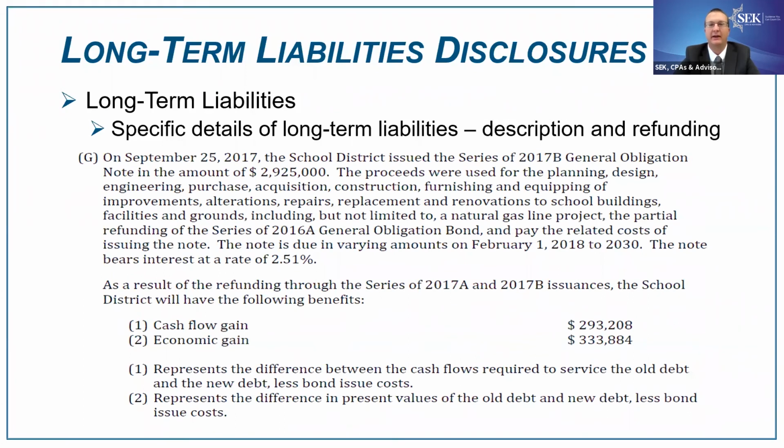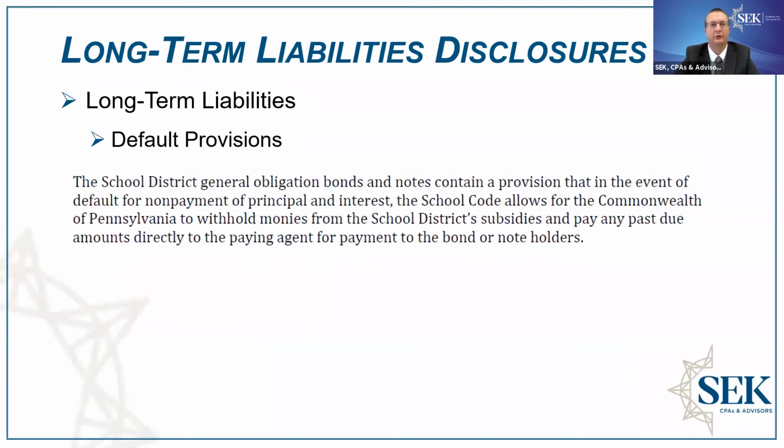If you do have a refinancing, once again, you have to show what's known as the cash flow gain of that, which is the difference in the old debt service to the new debt service, less any bond issuance costs. So ultimately, the cash flow related to that, and then also taking the present value of that cash flow gain is a required disclosure. Typically, that's not something that you're coming up with. That's provided as part of the bond documents and ultimately a required disclosure.